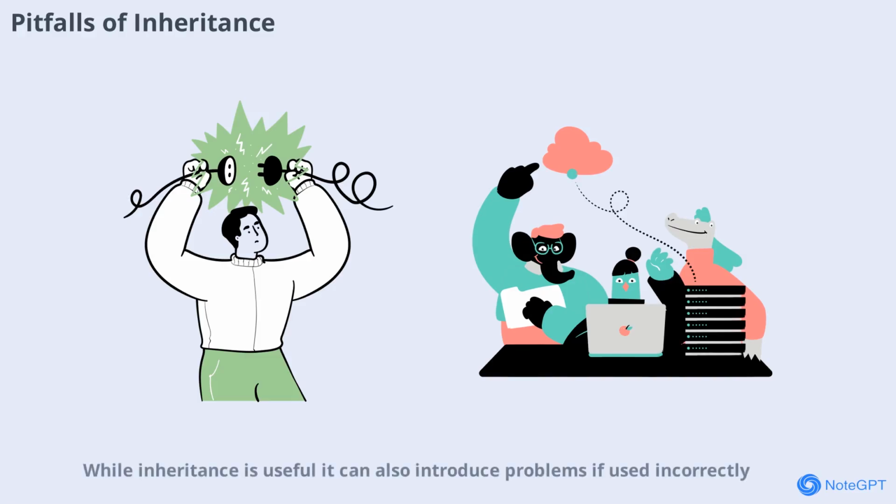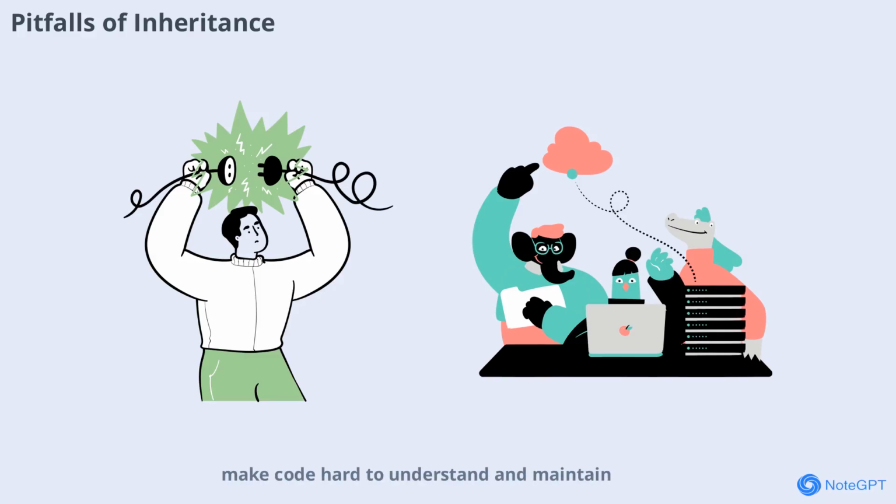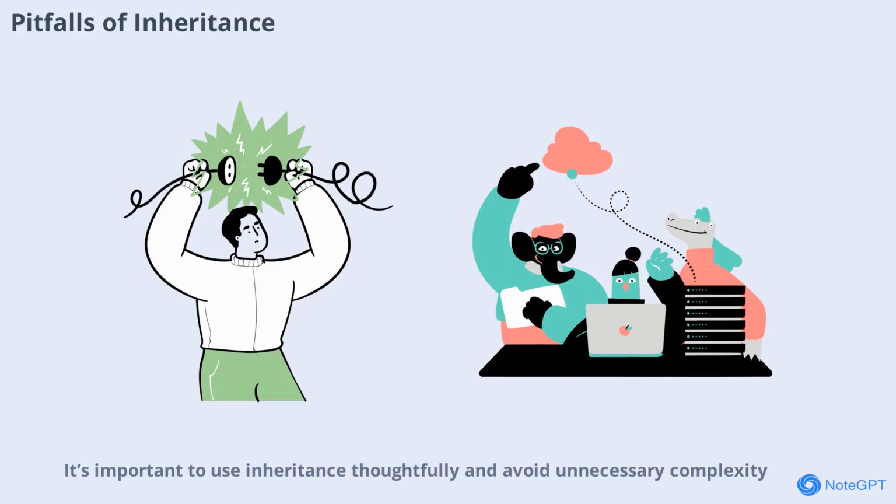While inheritance is useful, it can also introduce problems if used incorrectly. Deep or complex inheritance hierarchies can make code hard to understand and maintain. Overusing inheritance can lead to fragile designs that break easily when changes are made. It's important to use inheritance thoughtfully and avoid unnecessary complexity.